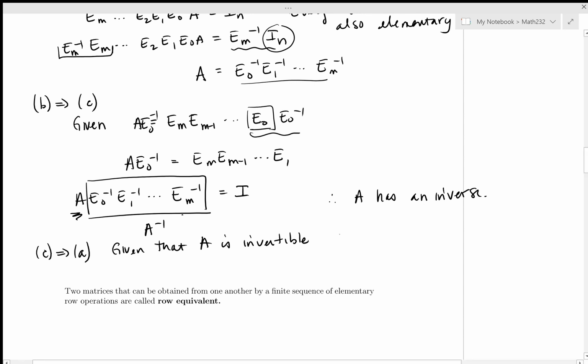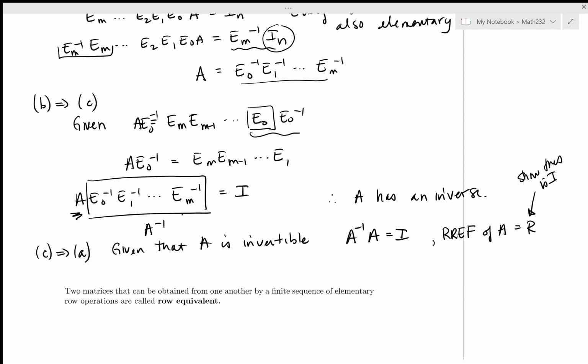So I'm going to start with it being invertible. That means A inverse A is equal to I. A has an inverse. And I'm going to say, well, the reduced row echelon form of A has got to be some matrix. Let me call it R. Now my idea is to show that this is I. So I'm going to take A, do my elementary row operations. I will conclude in a reduced row echelon form, and given this statement, I want to show that that reduced row echelon form is I.